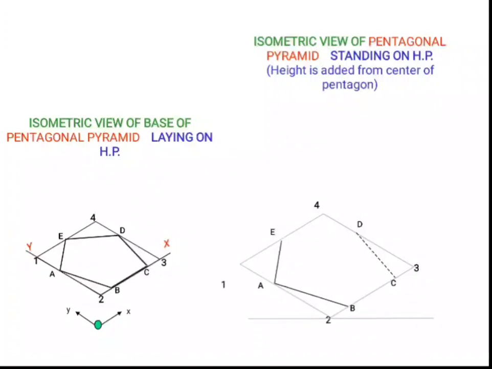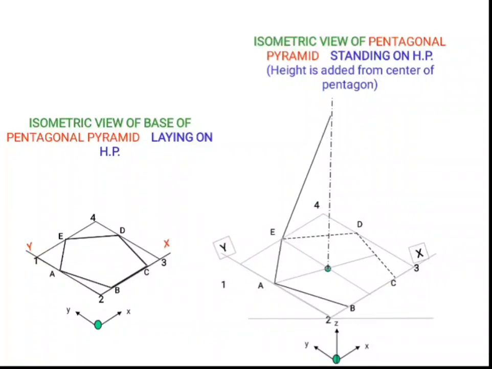First of all, we have to construct the base like this. Then you have to identify the midpoint of the base. After getting the midpoint, you have to mark the height of the pyramid along the z-axis. Get the apex point. After getting the apex, you can join the lateral edges like this. We can finish the drawing by selecting suitable line types for representing the hidden edges.